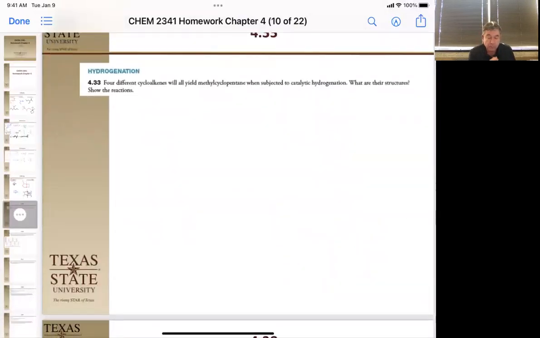4 different cycloalkanes will all yield a methylcyclopentane when subjected to catalytic hydrogenation. What structures are they? Okay, so in catalytic hydrogenation, what we're looking at is that all of the double bonds are converted to single bonds. So let's look at our product, methylcyclopentane. So that means we had to have double bonds in this thing somewhere.